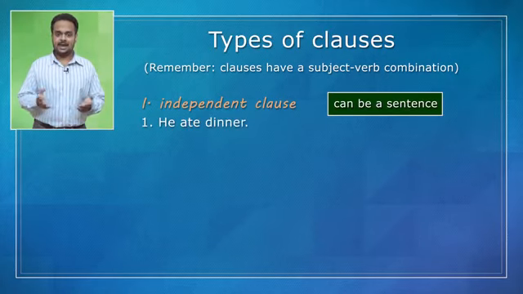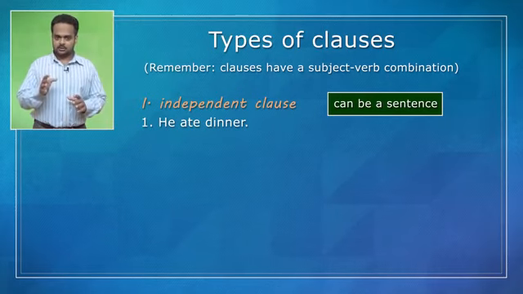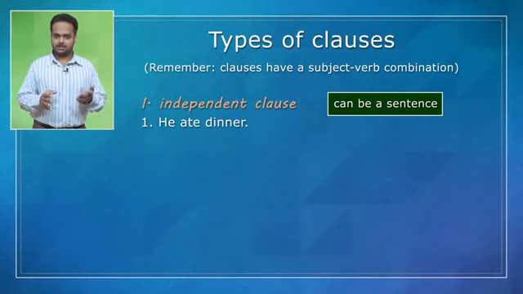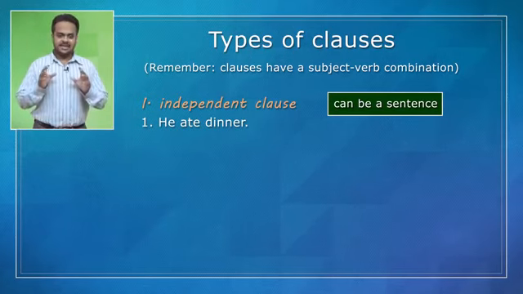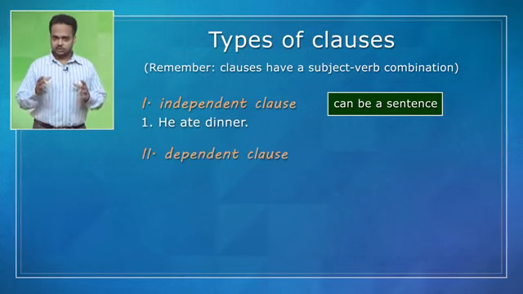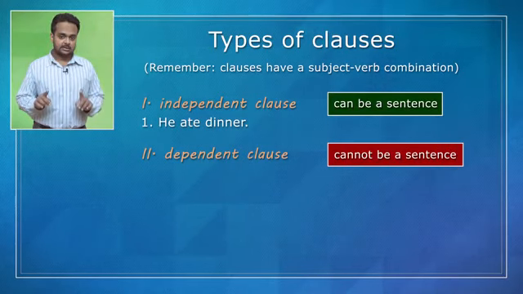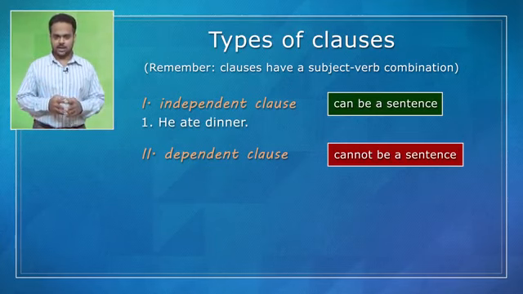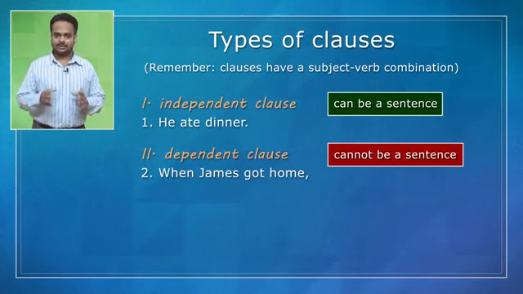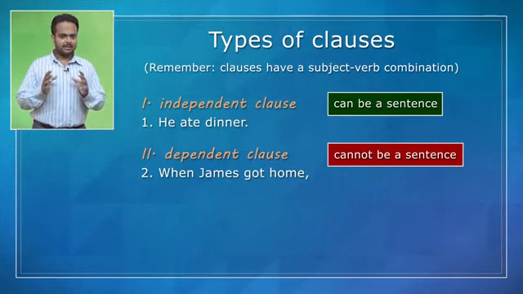For example, he ate dinner. This is a clause because it has a subject, he, and a verb, ate, past tense of eat. And it's independent because it can be a sentence on its own. So what's a dependent clause then? Well, it's a clause, that is, it has a subject-verb combination, but it cannot be a sentence by itself. For example, when James got home is a dependent clause. It has a subject, James, and a verb, got, but if you think about it, it's not a complete sentence.